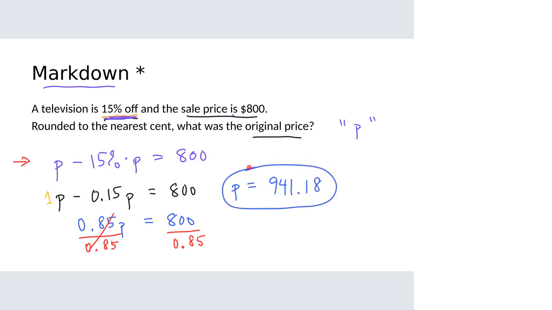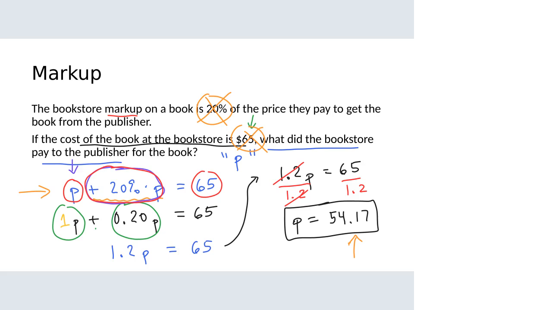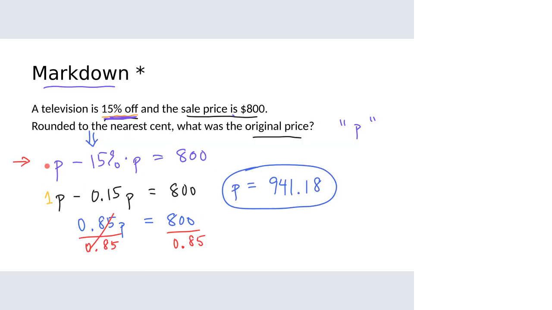This one's harder because the subtraction just isn't as comfortable right out of the gate as the addition was, but the idea is exactly the same. When we have a markup and we're looking for the original price, we're going to have the original price plus something, and we're looking for that original price. Here in markdown, we have the original price minus something, and that's how we find out what the original price used to be.